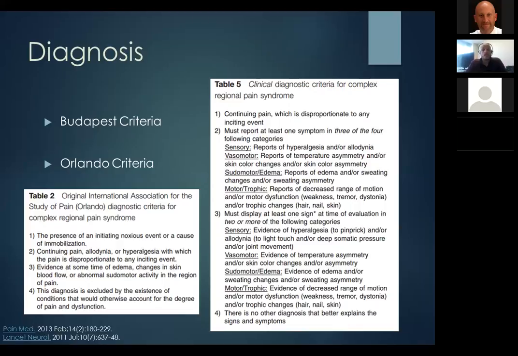And you can see that they have to have at least 1 symptom in 3 of 4 of the following categories here, and they must have at least one sign at the time of evaluation in 2 or more of these categories down here. You also must say that there's not another condition that would be likely to be causing this complex regional pain syndrome. Right now, these are the 2 best diagnostic criteria that we have for diagnosis.